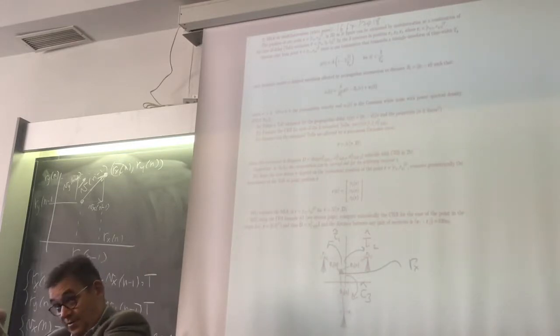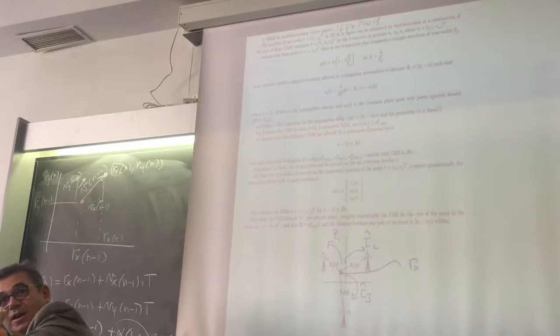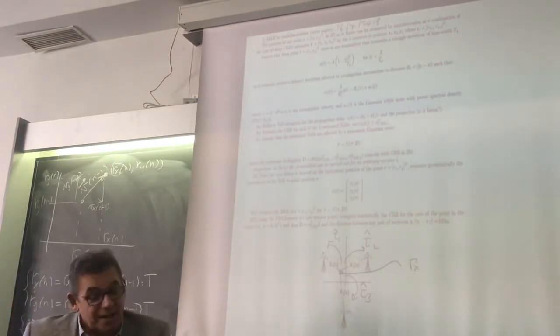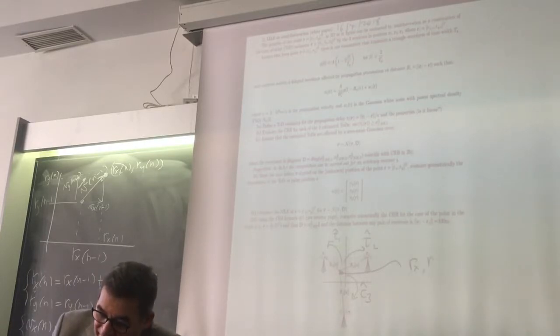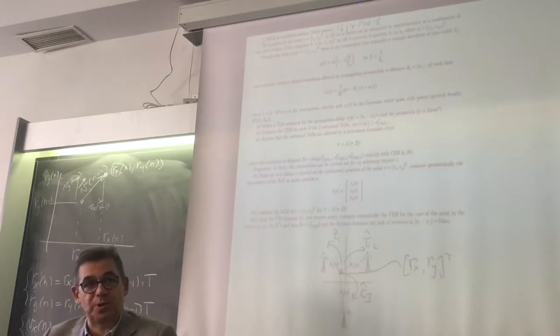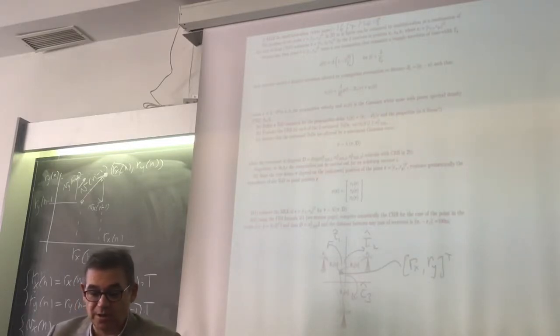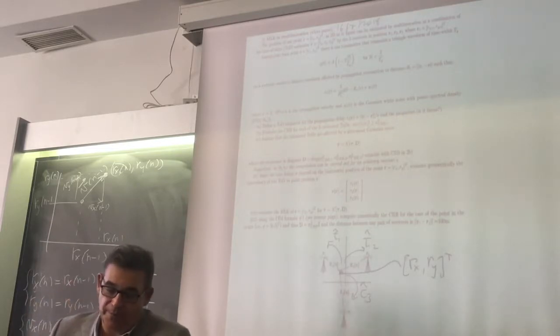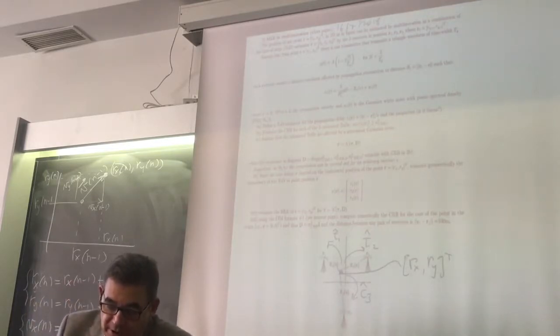The point is characterized by Rx and Ry. These are the position of the point, and the positions of the stations are Rx1, Ry1, Rx2, Ry2, Rx3, Ry3. So what I need to do is use the time of delay estimates and the three receiver positions.